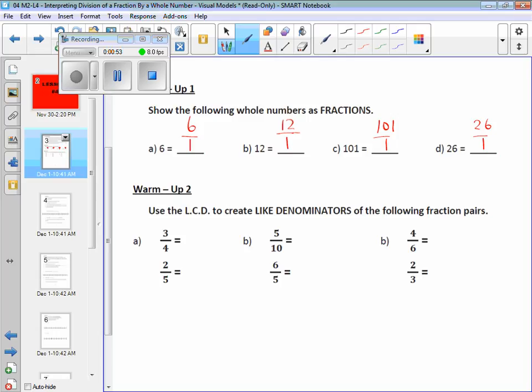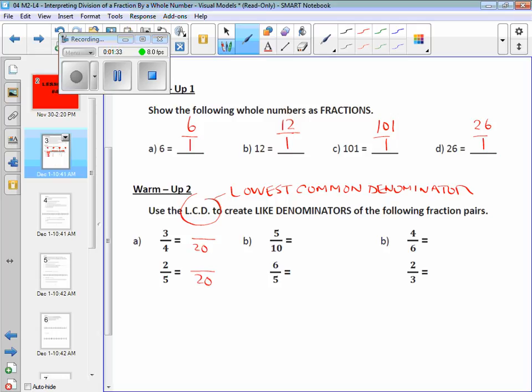Okay, sound good? Now, LCD stands for lowest common... What's the D stand for? Very good. So our goal is to try to create two equivalent fractions that have the same denominator. Well, what should our common denominator be for 4 and 5? What's the lowest number that both 4 and 5 go into? Yes.